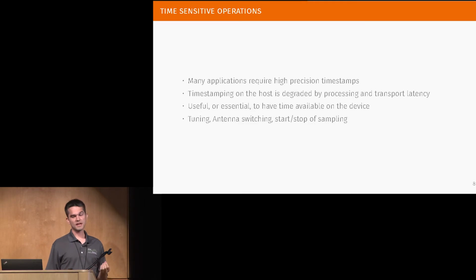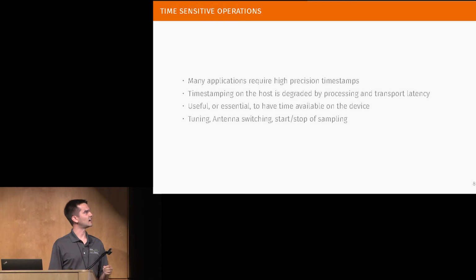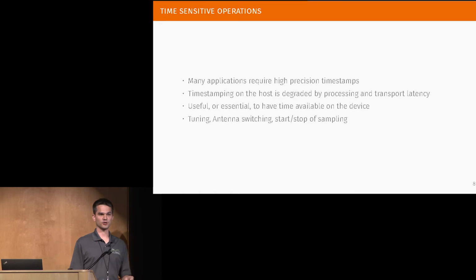Time. Many applications require high-precision timestamps, whether that's doing radio astronomy and you want to know exactly when your sample acquisition starts, or you're doing a TDMA protocol or something like that where you really want to know what nanosecond this started or what millisecond even. You have to take into consideration where you are actually recording the time that these samples were acquired.